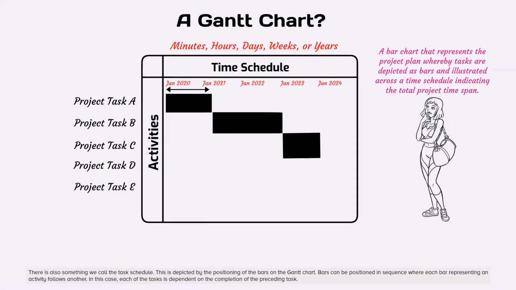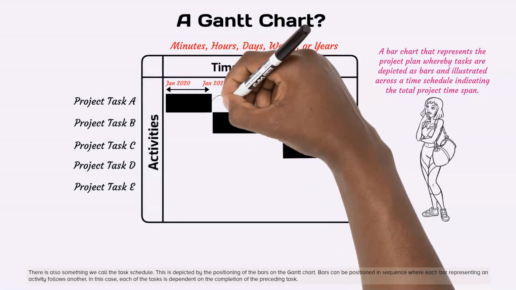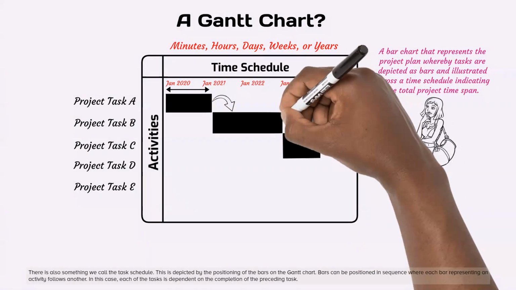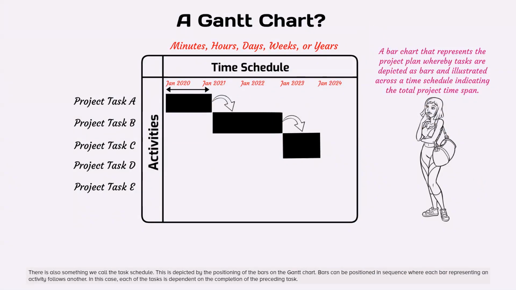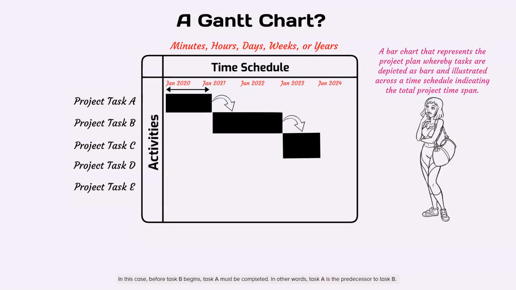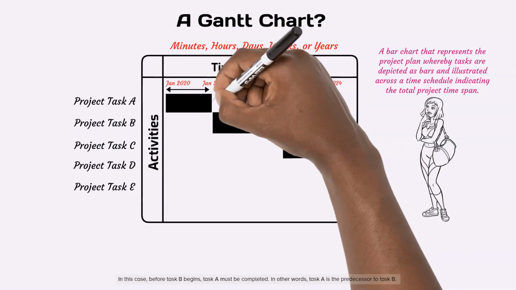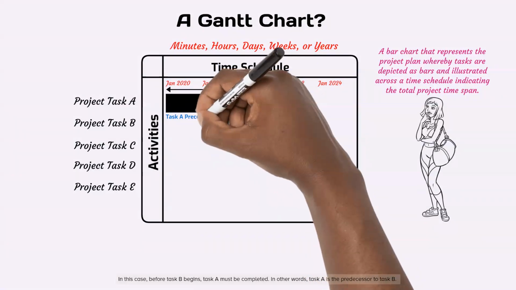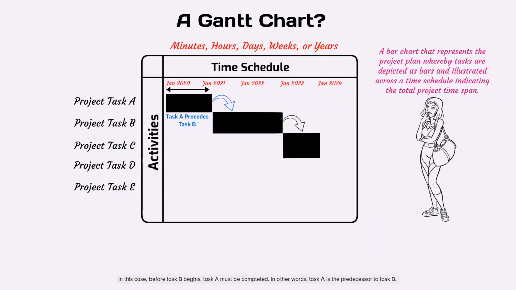There is also something we call the task schedule. This is depicted by the positioning of the bars on the Gantt chart. Bars can be positioned in sequence, where each bar representing an activity follows another. In this case, each of the tasks is dependent on the completion of the preceding task. Here, before task B begins, task A must be completed. In other words, task A is the predecessor to task B.